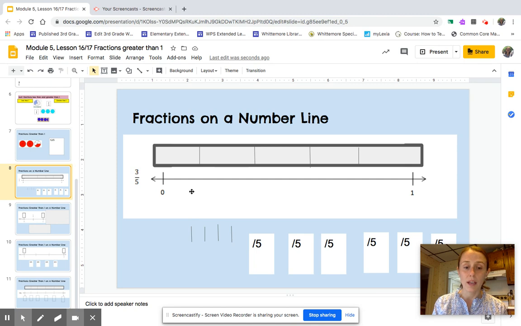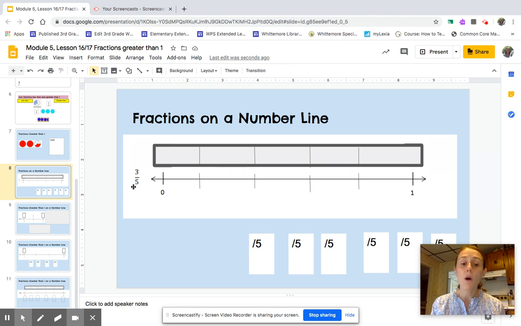So since I already filled in my rectangle above, I'm going to add my dividing lines onto my number line. So there's 1 piece, 2, 3, and my last one, 4. I know that I always want to draw 1 fewer line than my denominator. So 4 lines to make 1, 2, 3, 4, 5 pieces.